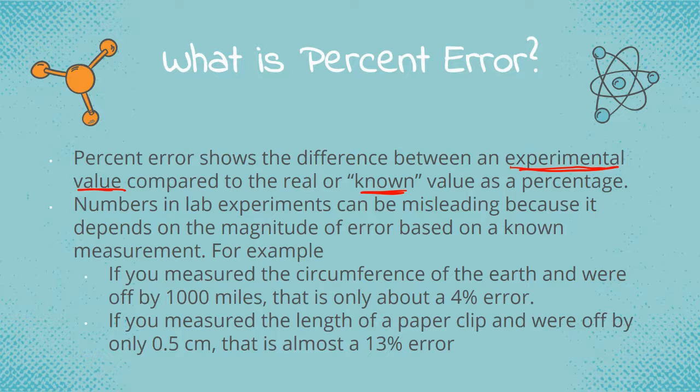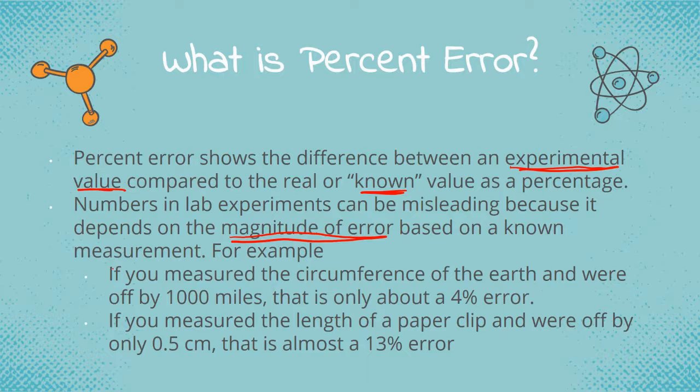For example, a lot of different values, such as the speed of light, the speed of sound, the mass of the earth, all of these things have been experimentally determined over and over and over again. So those are considered real or known values. Now, when we're talking about numbers in lab experiments, these numbers can be misleading because it depends on the magnitude of error overall that's based on a known measurement.